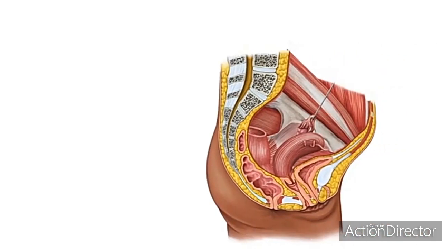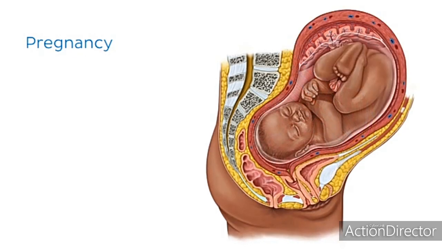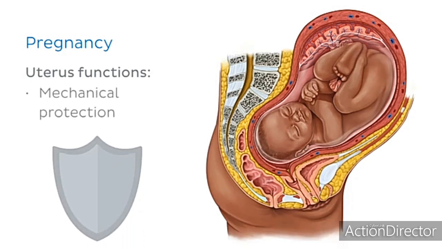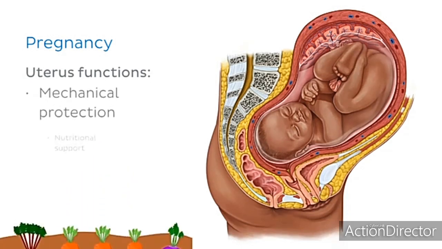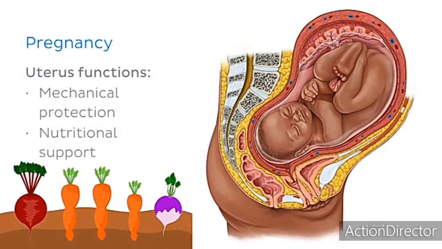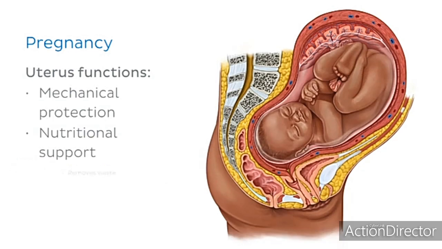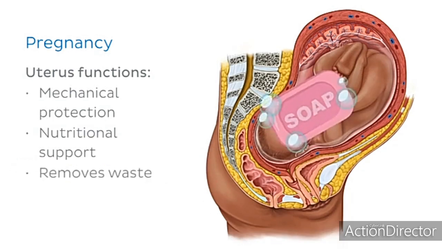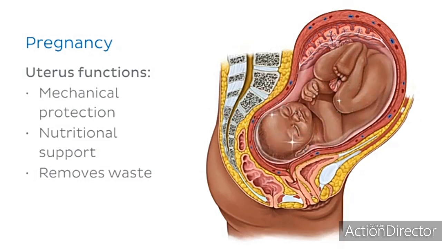Once a blastocyst has implanted, the body of the uterus carries out various functions to aid the growth and development of the baby or the fetus. Firstly, it provides mechanical protection, preventing any physical damage to the fetus. It also provides nutritional support, which is essential for growth, and removes waste, keeping the fetal environment nice and clean. I mentioned earlier that the uterus sits in the pelvic cavity. However, during pregnancy, the uterus expands up into the abdominal cavity as the baby grows.